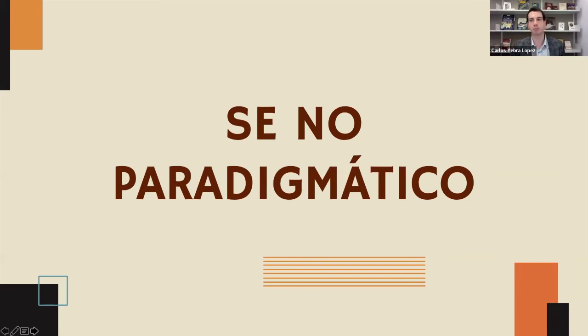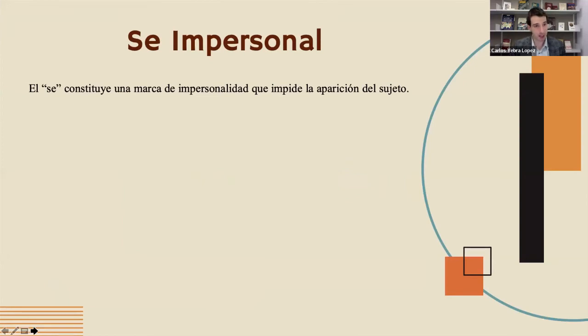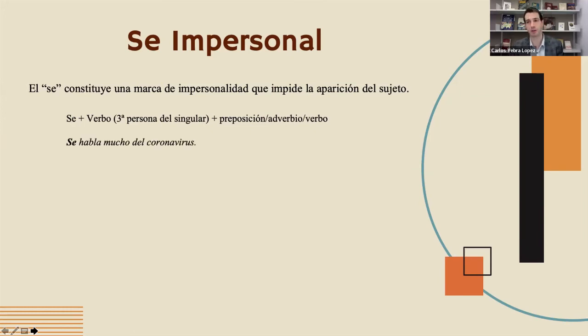Now, what about the impersonal form of the non-paradigmatic se? In this case, the se constitutes a marker of impersonality that prevents the appearance of any subject. And so the structure is as follows. We use se, then a verb in the third person singular, never plural, it has to be singular. And then we can use a preposition, an adverb, or a verb. So for instance, if I say, "Se habla mucho del coronavirus," this means a lot of people speak about coronavirus, but literally it means coronavirus is much spoken about.